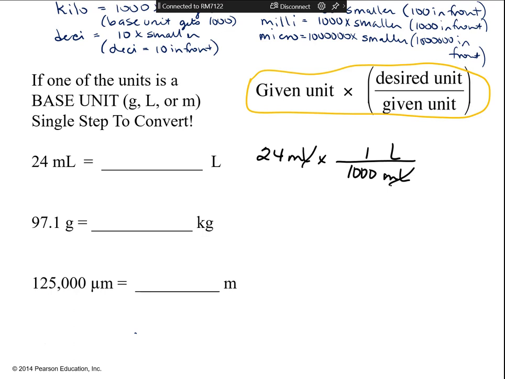So in doing this, it's 24 times 1, because that's across the top. And remember, anything times 1, nothing changes, so you can kind of ignore when you see times 1. So 24 divided by 1,000. 0.024. The decimal place goes to the left by the number of zeros.